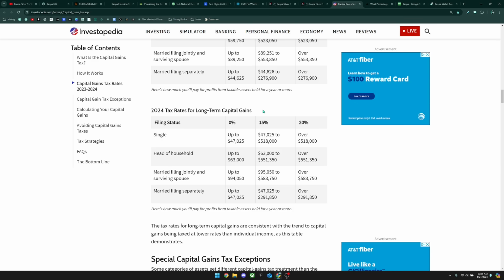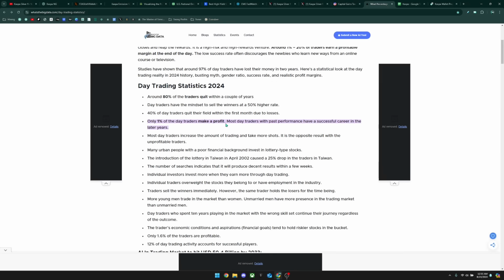I'm playing the long game for Kaspa, and I typically am not a fan of trading in and out of the markets, trying to time the market, because ultimately to me, it's a losing game. I mean, if we look at day trading statistics for 2024, you can see that around 80% of traders quit within a couple of years. Day traders had the mindset to sell the winners at a 50% higher rate. 40% of day traders quit their field within the first month due to losses.